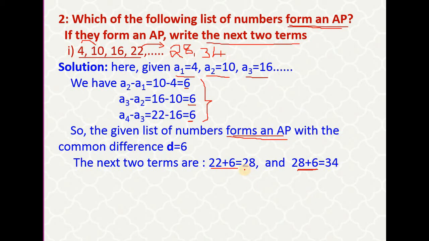So the next two terms in this arithmetic progression are 28 and 34 respectively. Okay, we will move to the next sum.